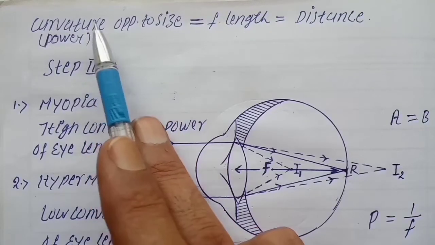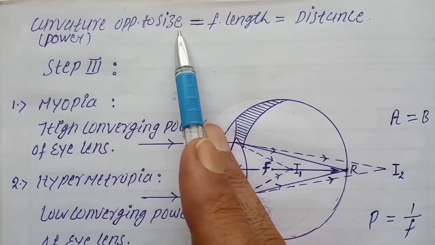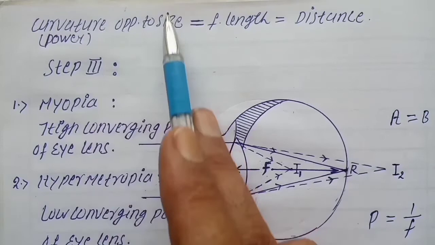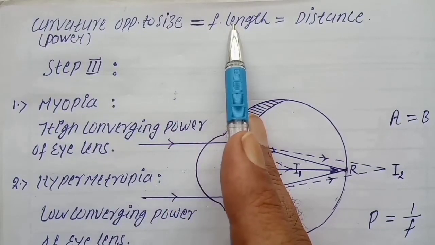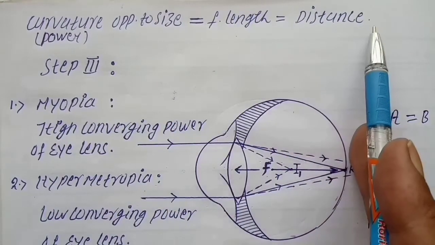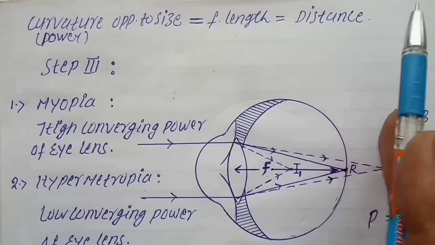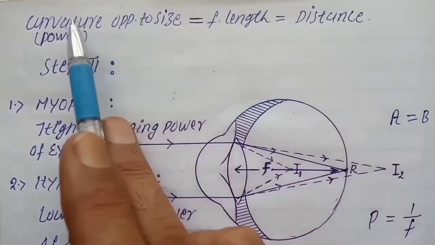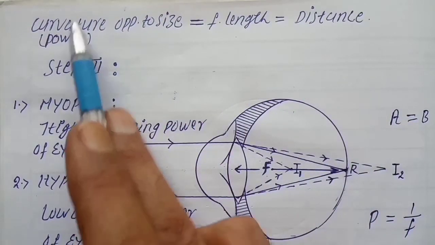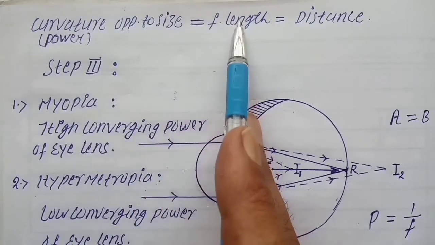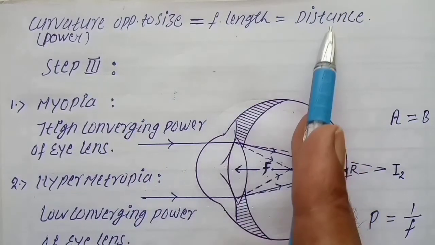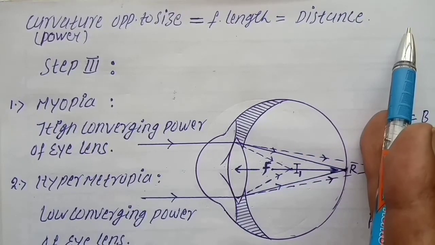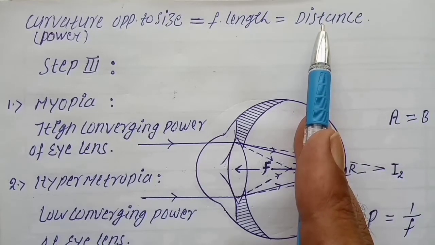This is curvature. Curvature is opposite to size of lens. So we can say here, if curvature increases, then size of lens decreases, focal length decreases, and viewing distance also decreases. Means we can see short distance objects; short sightedness, myopia, can be corrected. If the curvature decreases, then size of lens increases, focal length increases, and viewing distance also increases. In this case we can see long distance objects, means long sightedness, hypermetropia, which can be corrected by convex lens.